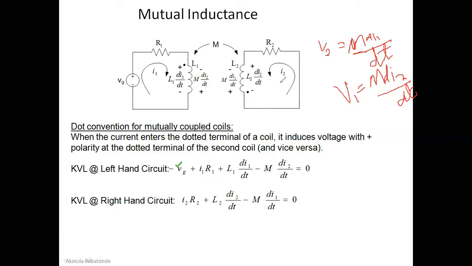And this current I2 is traversing this voltage from negative to positive. That is why we have minus M di1/dt. And when you add everything together according to KVL, Kirchhoff's voltage law, you must equate them to zero. All right, so this is how we got these two equations here.